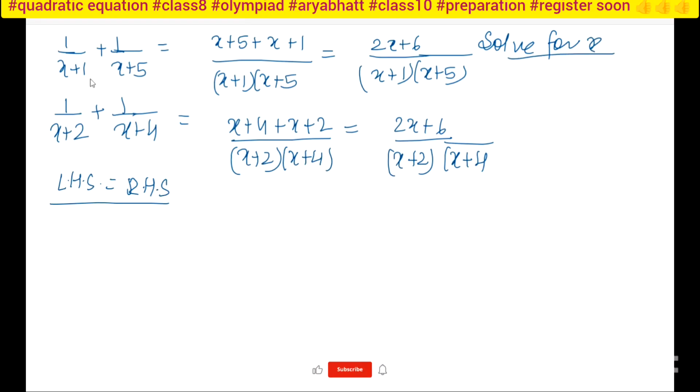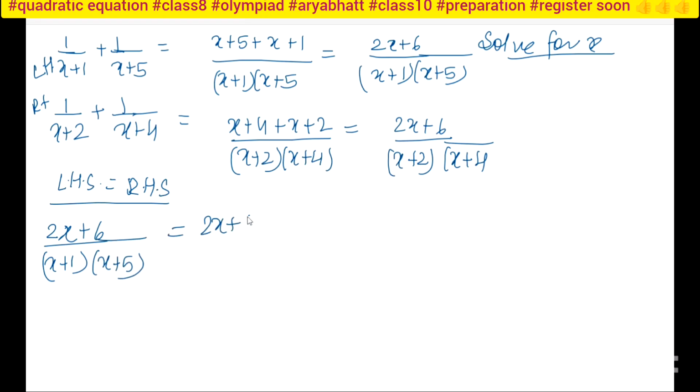So what I will do, ये हमारा LHS है and this is our RHS. So I solve them separately. Now I will write LHS equal to RHS. So what I will write? (2x plus 6) upon (x plus 1)(x plus 5) equal to (2x plus 6) upon (x plus 2)(x plus 4). ठीक है, अब देखो, now see this one can be easily cancelled.